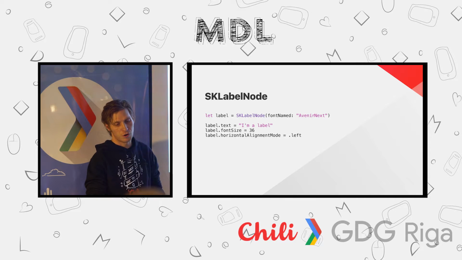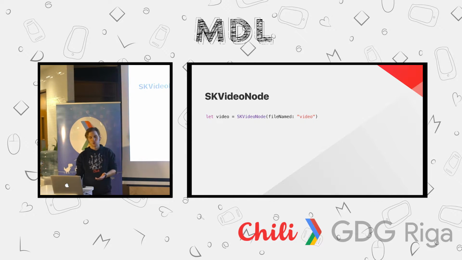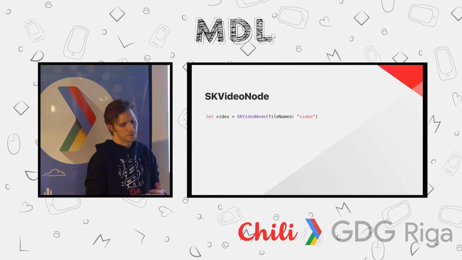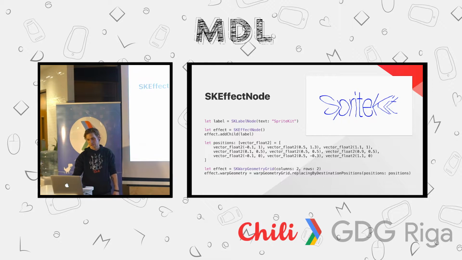SKLabelNode works with fonts, and the API is quite similar to what you usually have in UIKit applications. SKVideoNode is really cool. This is kind of one line of code you need to present a video on the screen. You don't need to mess with players and stuff like that. You just give the video file name, add it to the parent scene, and it starts playing. Same with audio. And effect nodes are something more. It's not like shaders, but you still can transform the matrix of it and do some really amazing stuff with it.